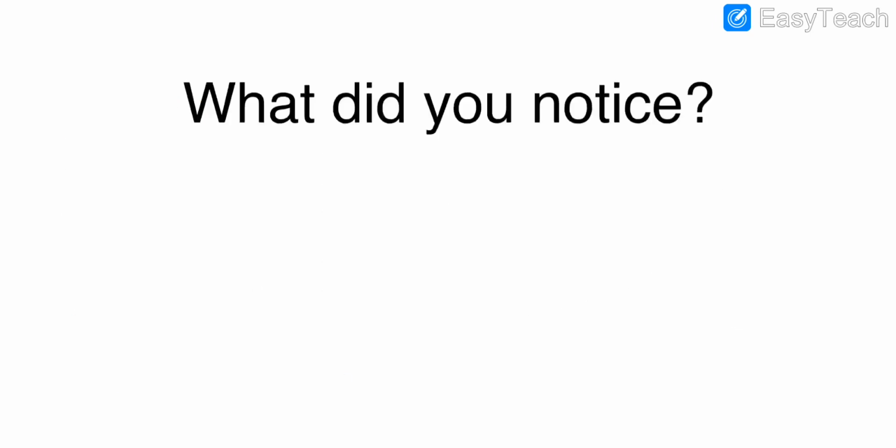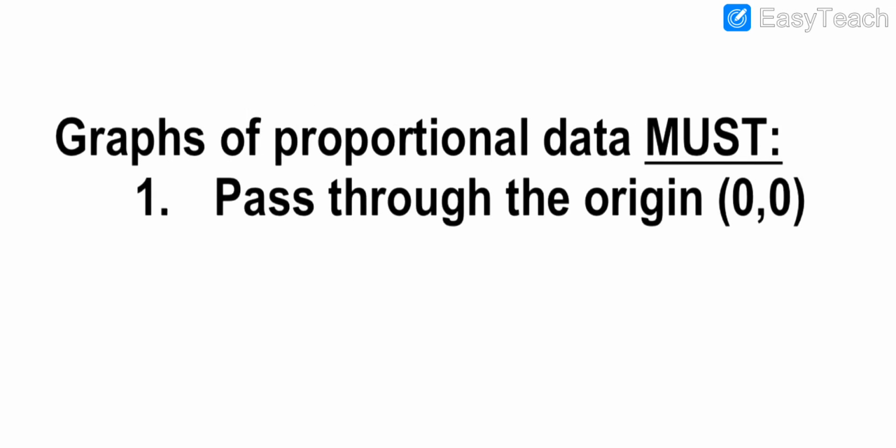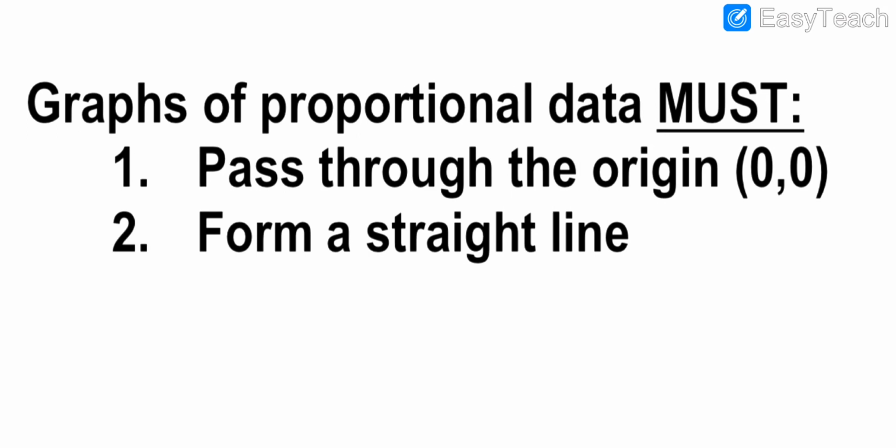Okay. The second thing that graphs of proportional data must have is that it must form a straight line. So these are the two things. This is what makes a constant of proportionality the constant of proportionality for a graph. You are able to look at a graph and identify whether or not it actually has a constant of proportionality by these two things. It has to pass through the origin and it has to form a straight line. If it does not do both of those things, then it cannot happen.